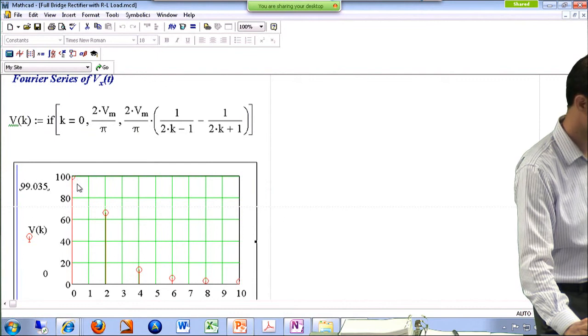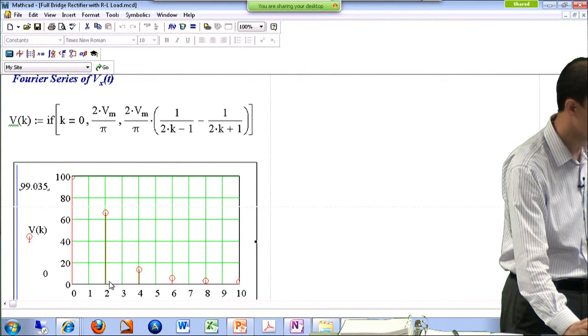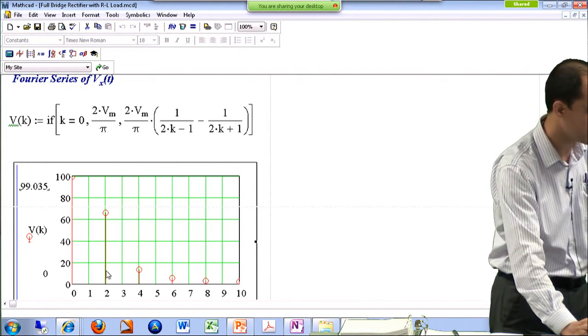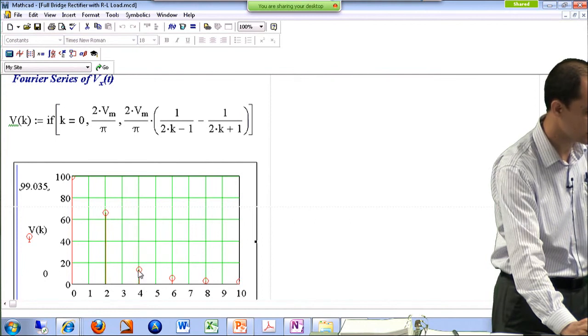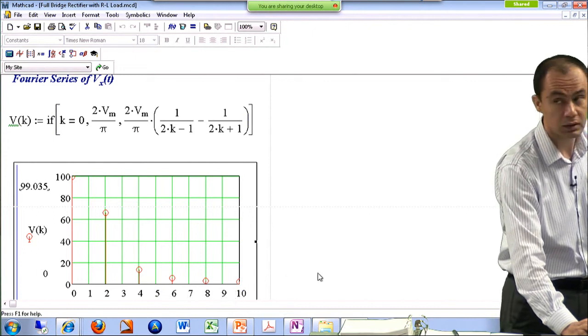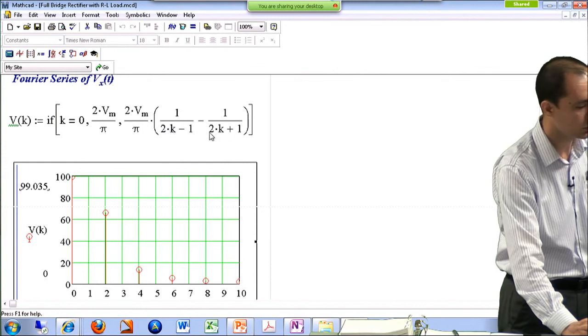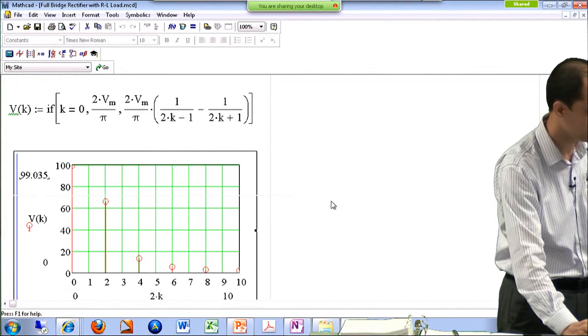As you can see, I have a very large DC component. Then at twice the line frequency, which is 120 hertz, I have another component. Then at 4 times the line frequency, I have a smaller component. And as the order of harmonics goes higher, the magnitude of these harmonics gets smaller and smaller because I have division over n or 2k in both of these expressions.